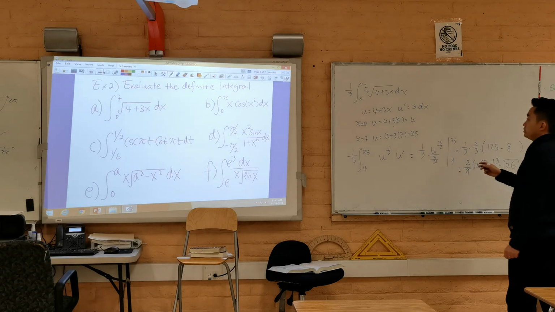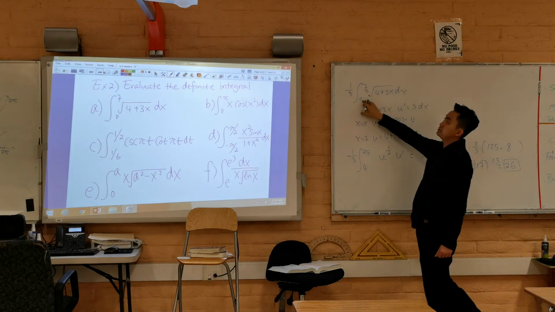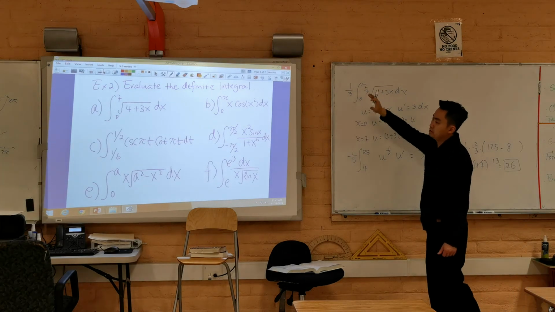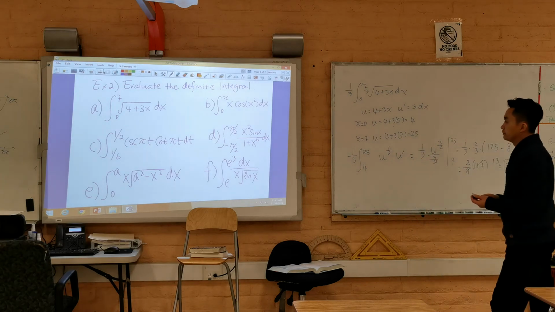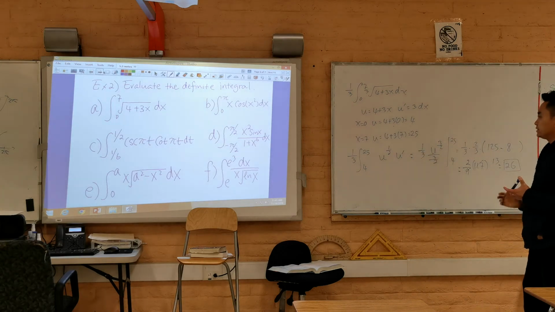So anytime that you try to use the U-substitution with the definite integral, you need to change the boundary, the lower bound and the upper bound. So now let's do the one that's a little bit more complicated. Okay? So let's look at that d right there.